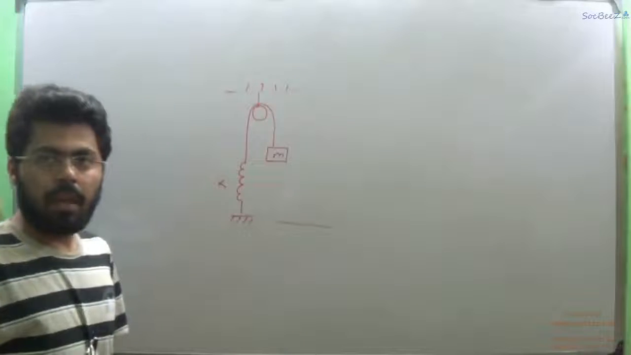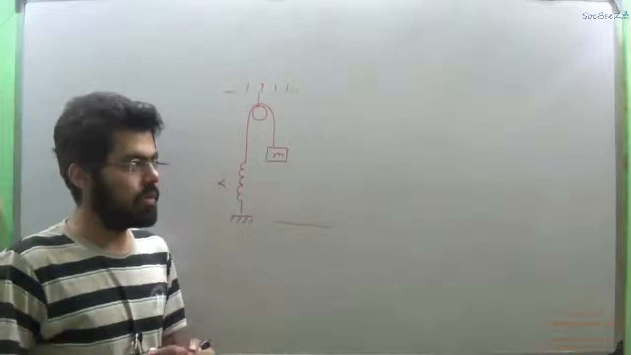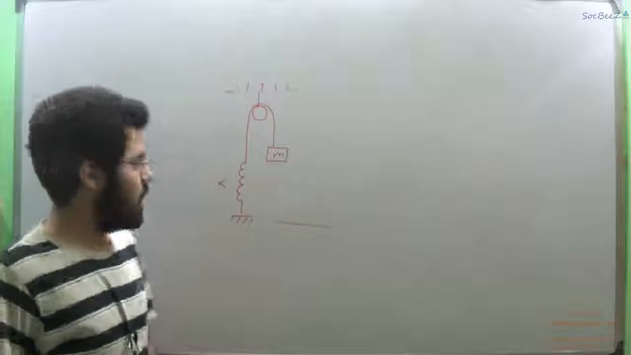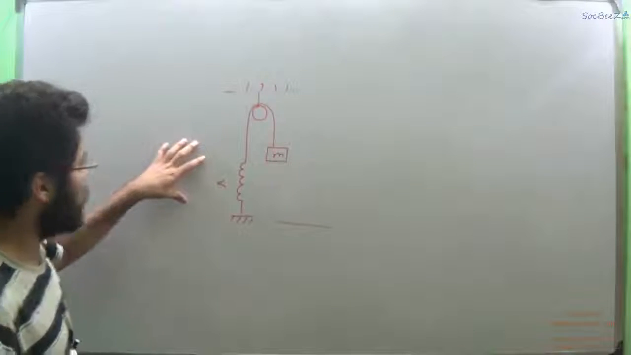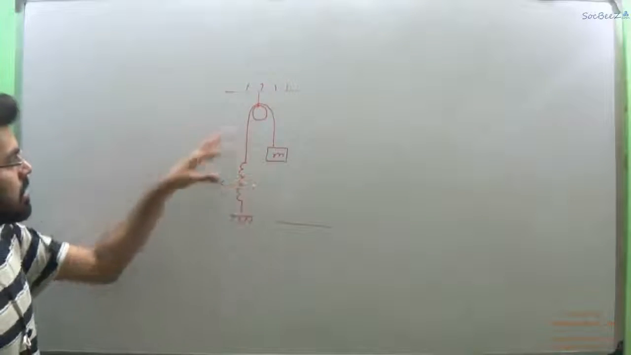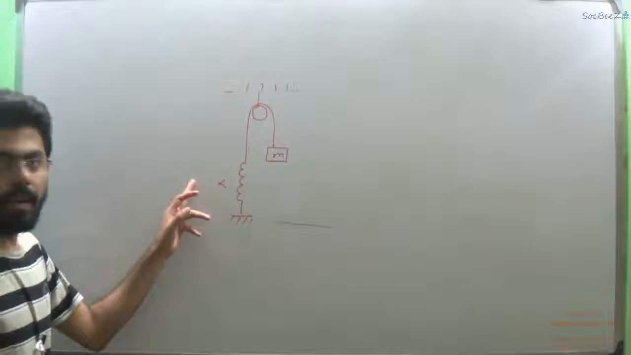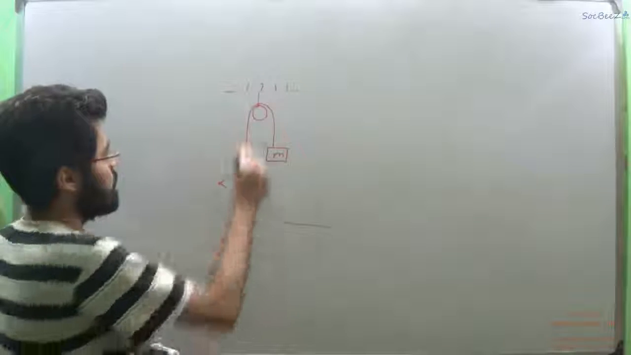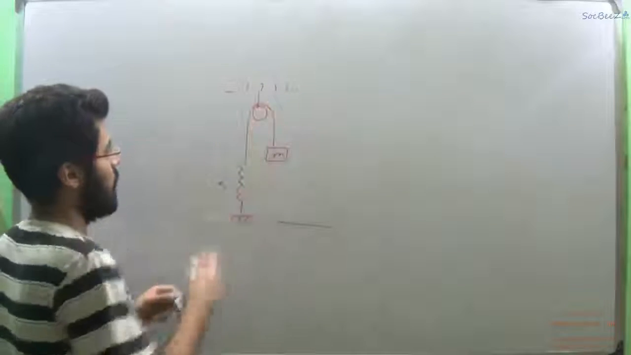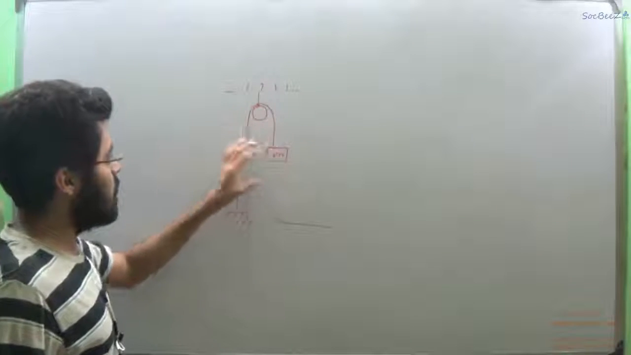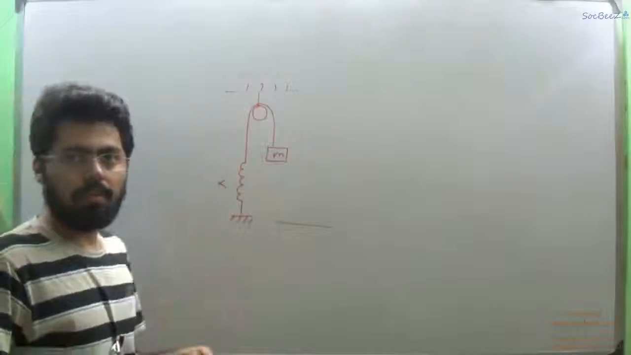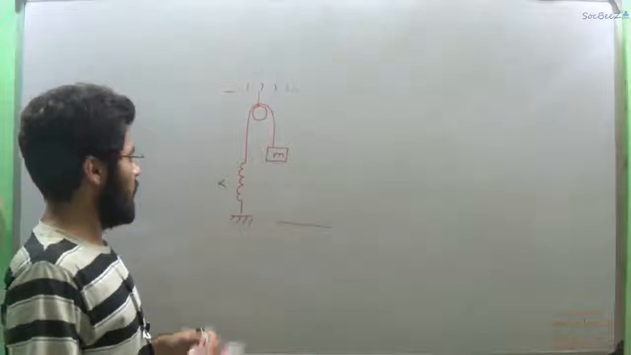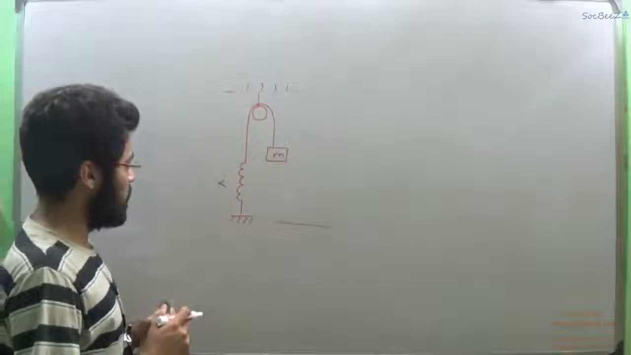Hello friends, so let us do some more problems of our chapter work, energy and power. Now here you can see that I have drawn a system comprising of a spring, and this spring is attached to a string that is passing over a fixed pulley, and the other end of the string is attached to a block of mass m. Now this is a very standard typical system.